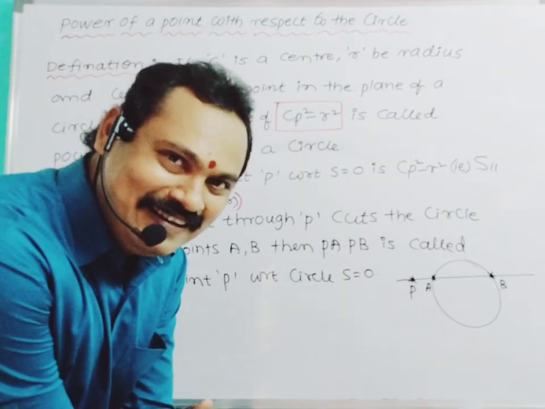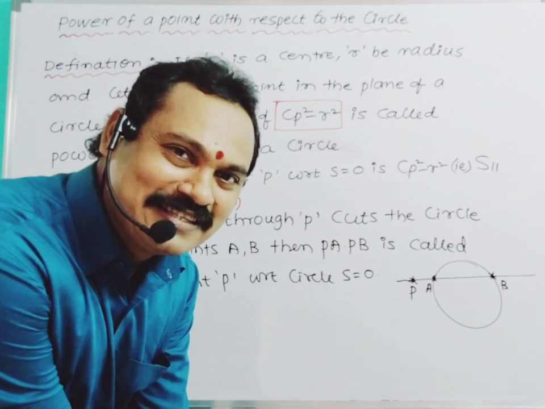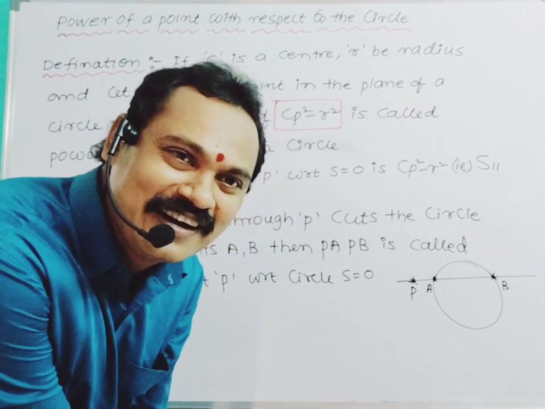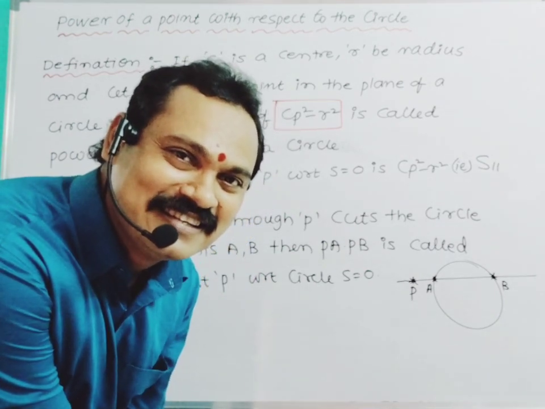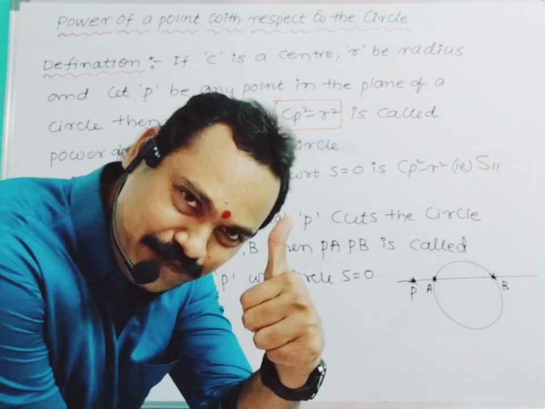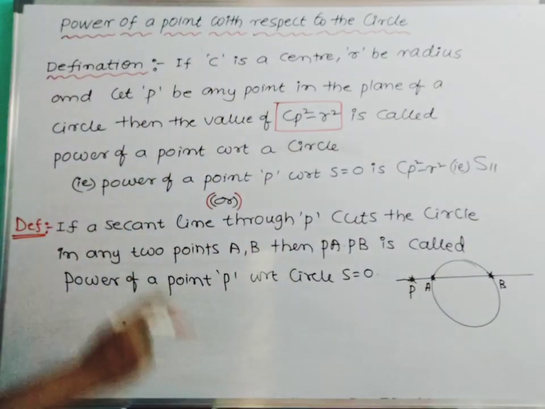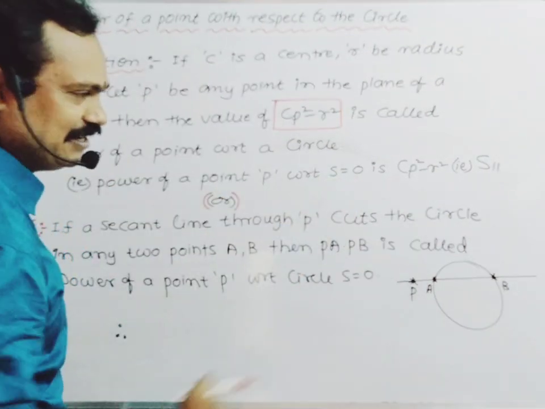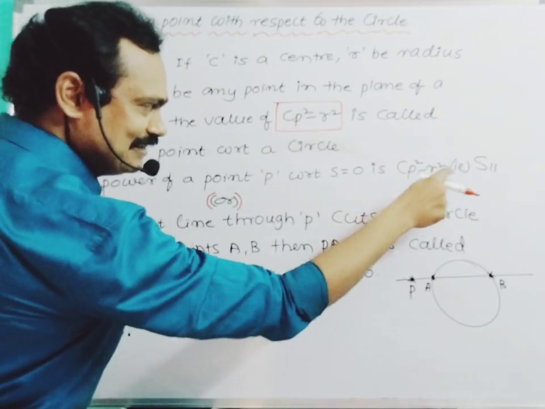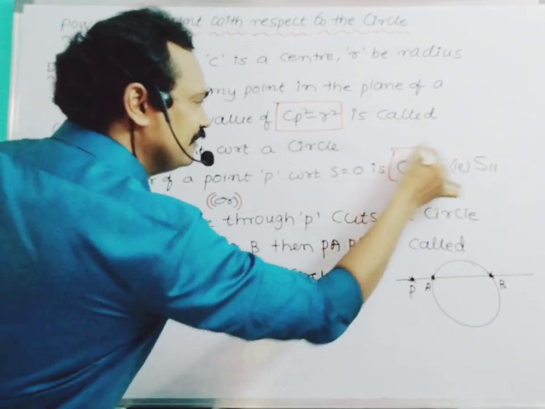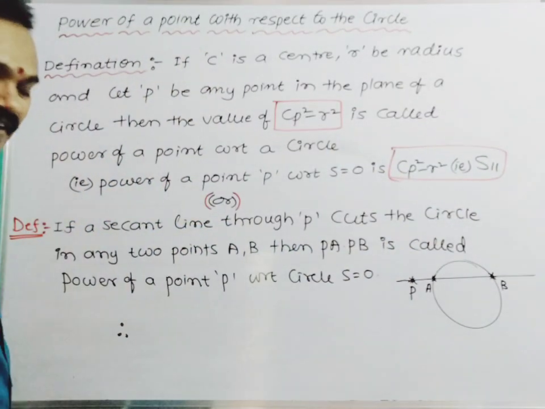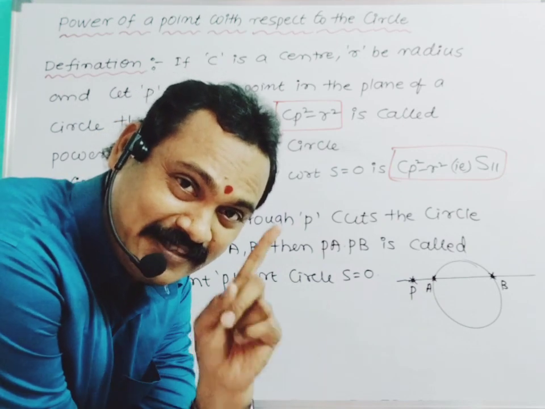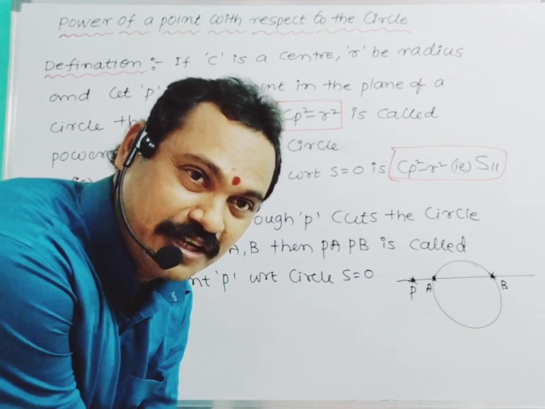And you know well, what is the value of CP square minus R square? Absolutely right, S11. That is, the power of a point P with respect to the circle S equals 0 is CP square minus R square, which is nothing but S11. Means power of a point and position of a point are the same expression, S11 only.